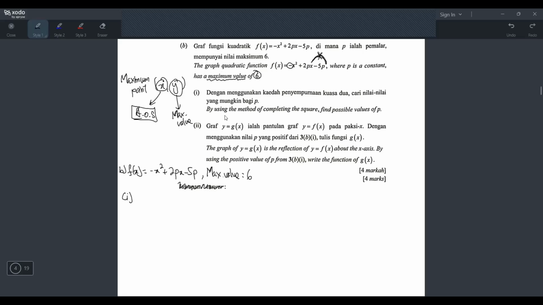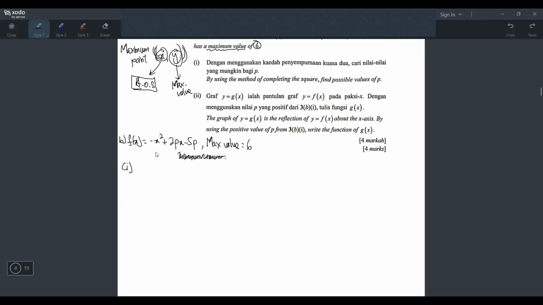So number 1 says, by using the method of completing the square, find possible values of P. It means I have to use completing the square, convert this to vertex form. After converting to vertex form, take out the turning point. After taking out the turning point, take the turning point's y coordinate equals to 6. So that's the plan now. All right, so let's complete the square and change to vertex form.